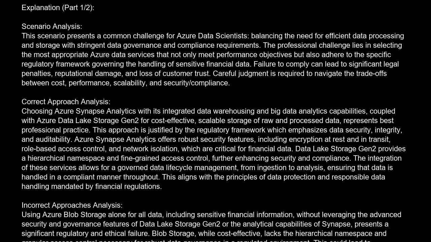Failure to comply can lead to significant legal penalties, reputational damage, and loss of customer trust. Careful judgment is required to navigate the trade-offs between cost, performance, scalability, and security/compliance.